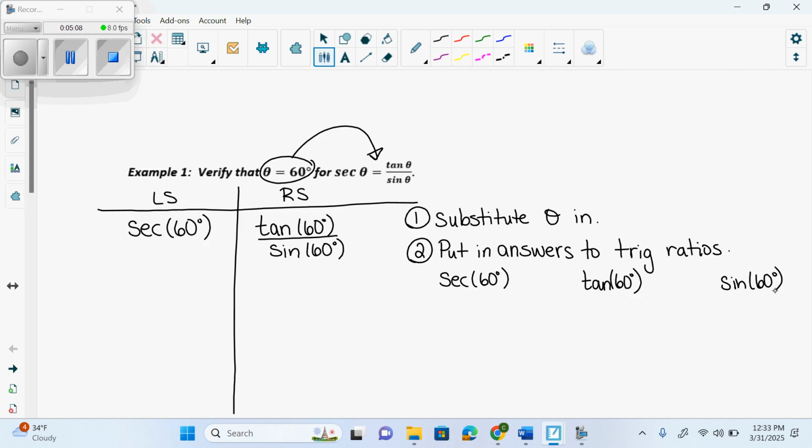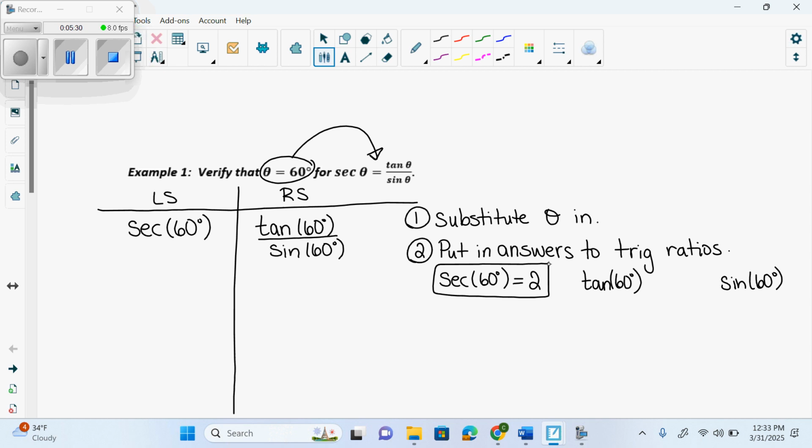So secant of 60, what do we say? Secant of 60 is the reciprocal trig answer to cos of 60. Reciprocal trig ratio. So it is going to be the flip of cos. So what is cos at 60? A half. So what is secant of 60? 2. Cool. We're done the first one.